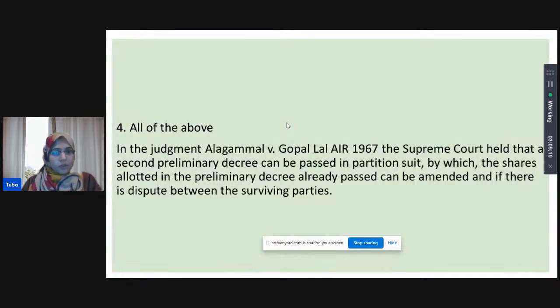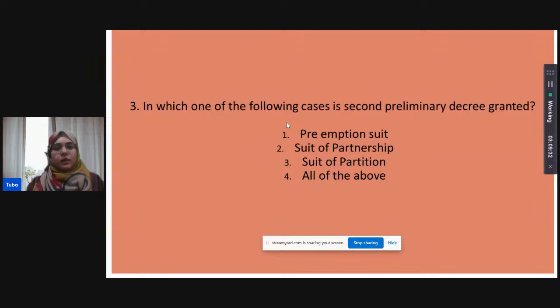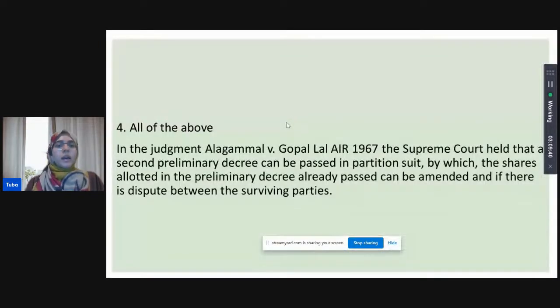We refer to the judgment of Alagamal versus Gopal in 1967, where the Supreme Court upheld a second preliminary decree in all cases in partition suits, right? And thus, all of the above were considered to be correct, and in partition suits, they were held to be correct in law to be granted. Apart from that, partnership and preemption suits are also allowed, and the passing of second preliminary decrees in partition suits was found good in law by the Supreme Court's 1967 judgment.